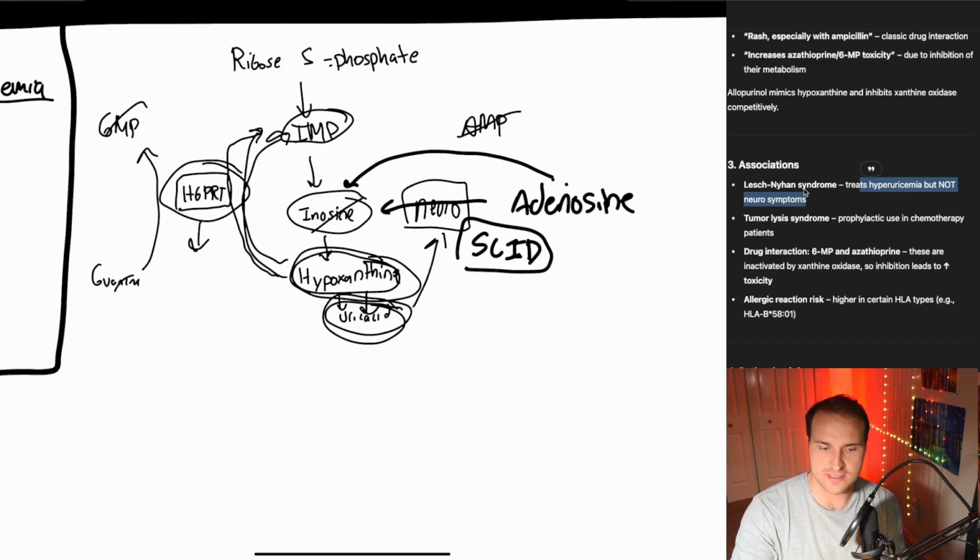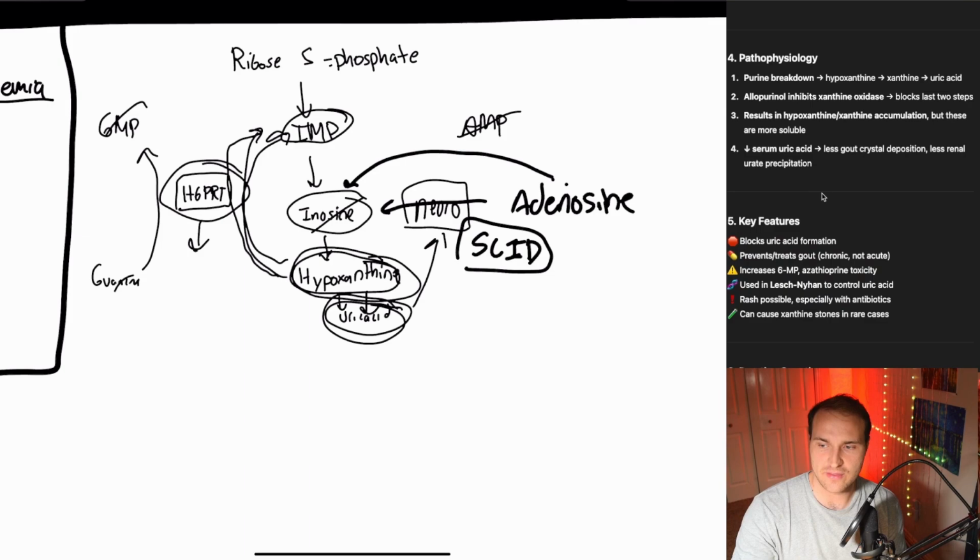Okay, very important. Very, very important. 6-MP has two letters, and I always think of xanthine oxidase as XO. So XO has an interaction with your MP. And then azathioprine, that one just reminds me of uric acid stuff, and so that's how I remember that one. Okay, there's the pathophys if you want it.